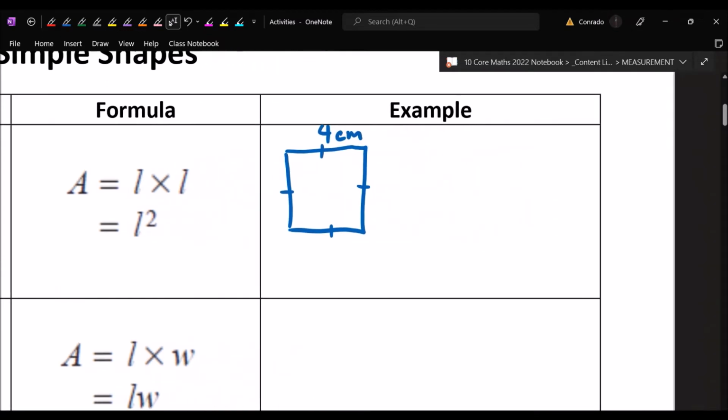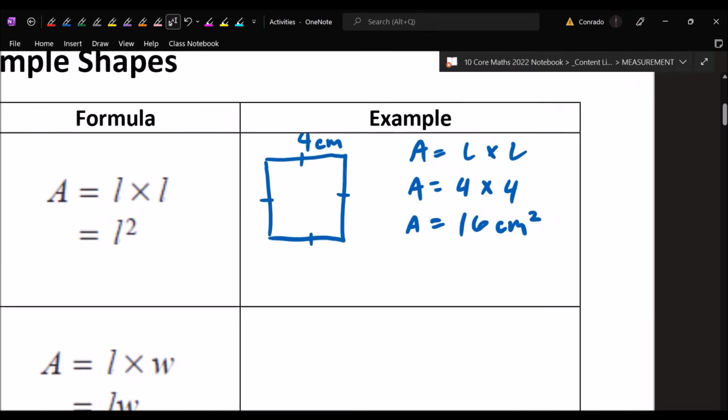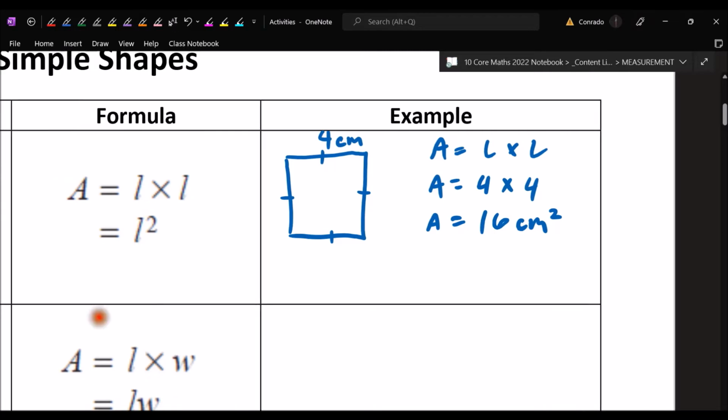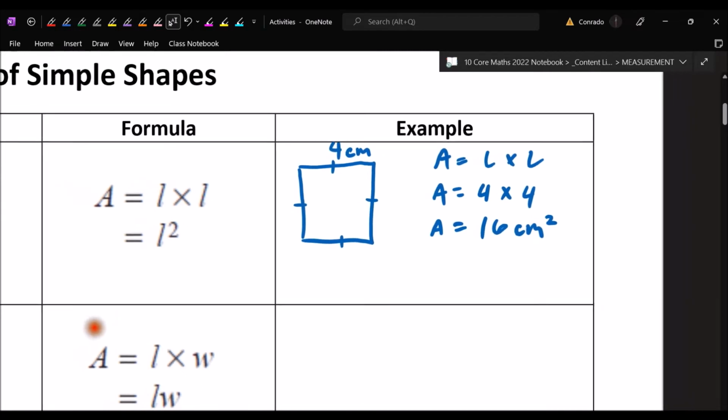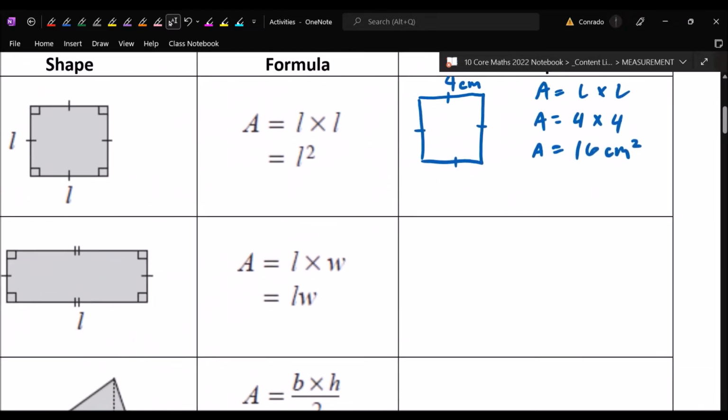Okay, so when we work this out, the area is going to be L times L. So that's 4 times 4, which equals 16 centimeters. Now, whenever you do area, always put squared. Okay, for area. All right. When you do volume, what do you use? Cubed. Okay, good. So just understand for area, it's squared. Okay, I'll show you another one real quick.